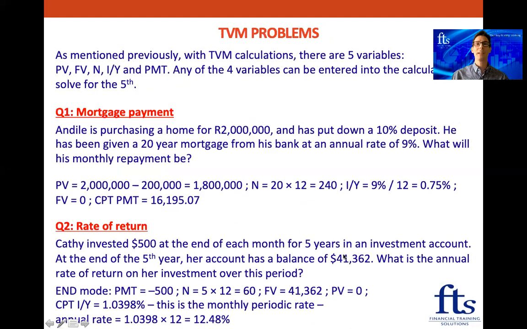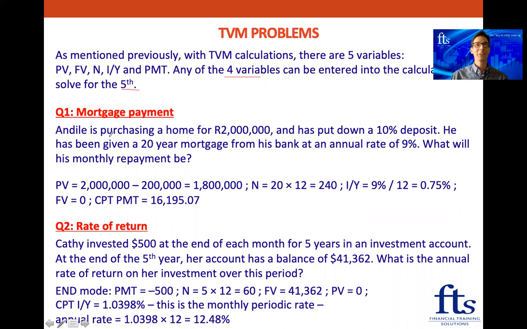Excellent. So now we're just going to have a look at a couple of problems here, because as we discussed in the last class, with our time value of money calculations, we've got the 5 variables, and any 4 of them, we can put them into the calculator to work out the 5th one. So we're just going to do 2 quick questions. And of course, you guys are going to be practicing a whole lot more.